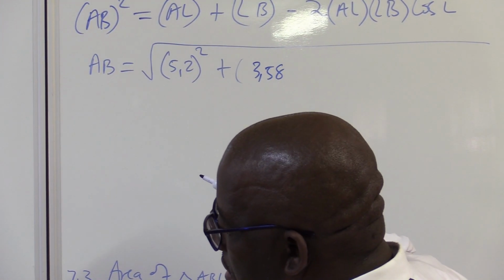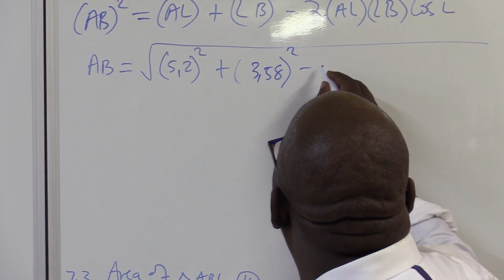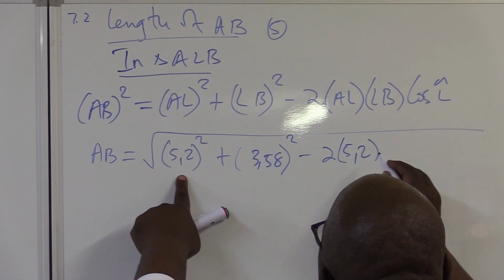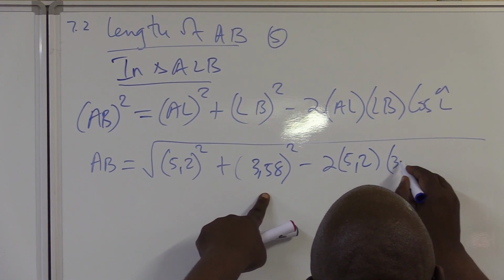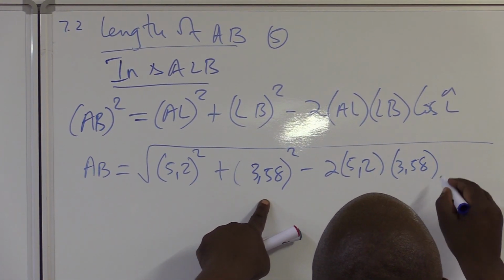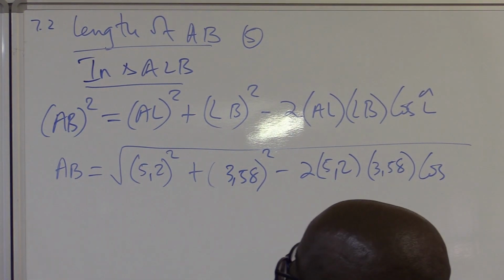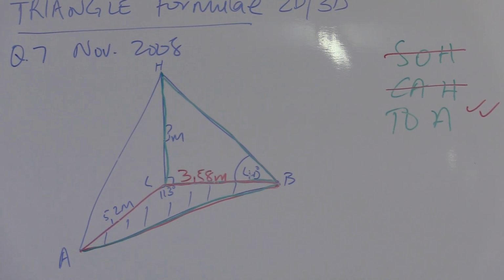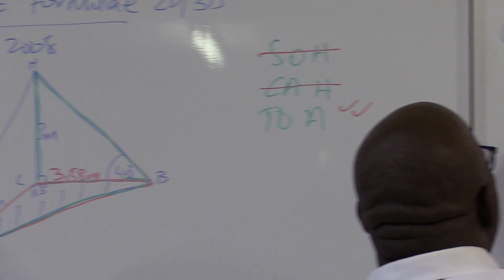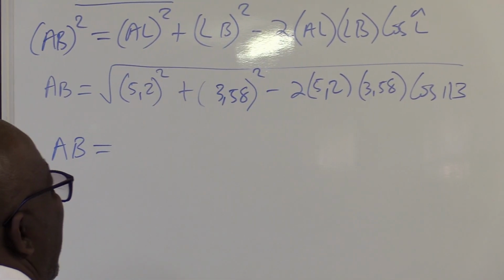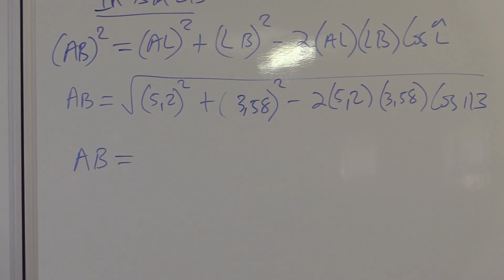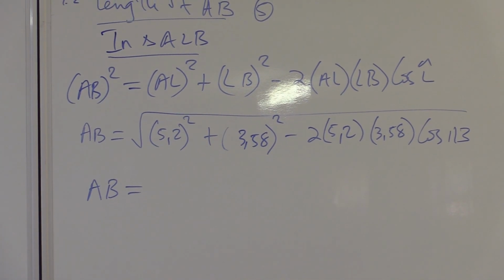3,58. Yes, this is also squared, minus 2 of the first one, which is AL, which is 5,2, times the second one, which is 3,58, cosine of the included angle, cos L, which is 113. From there, you go straight to the answer. You don't do so many steps because you'll make mistakes. Number 1, you write the formula. Number 2, you substitute. Number 3, you take your calculator and write the correct answer.